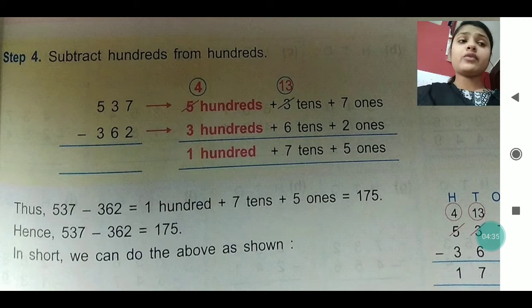So how have we subtracted? We have subtracted from the ones place, then we moved to the tens place and regrouped the digit in the tens place, then we subtracted the hundreds place.